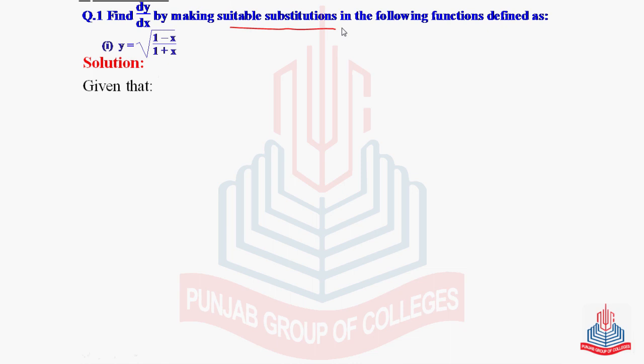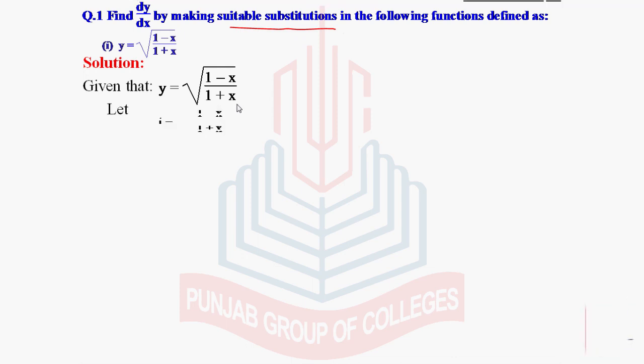Solution: given that y is equal to the square root of (1 minus x) divided by (1 plus x). Let t be equal to (1 minus x) divided by (1 plus x). Then y will become, as we substitute this whole function as t, the square root of t, and the square root becomes the power 1 by 2. So we have y is equal to t to the power 1 by 2.